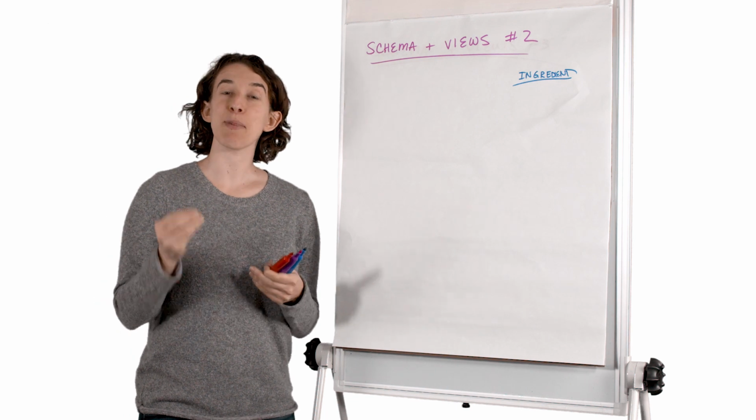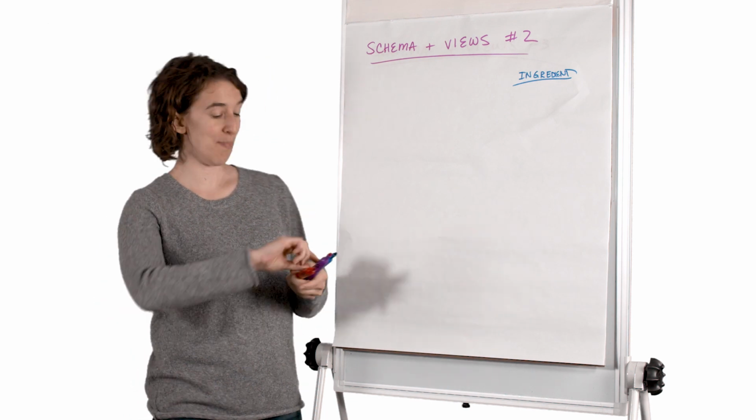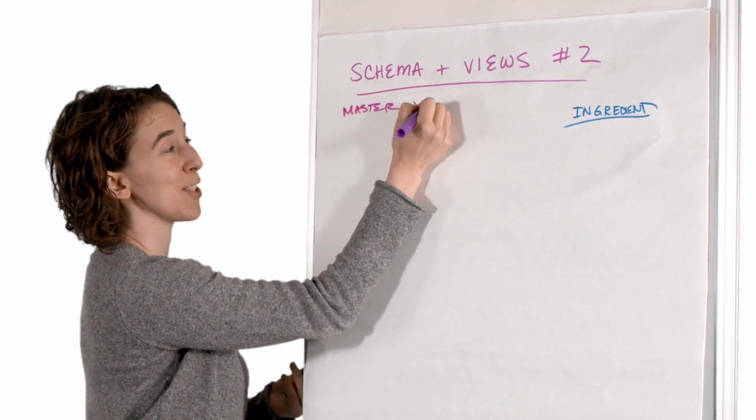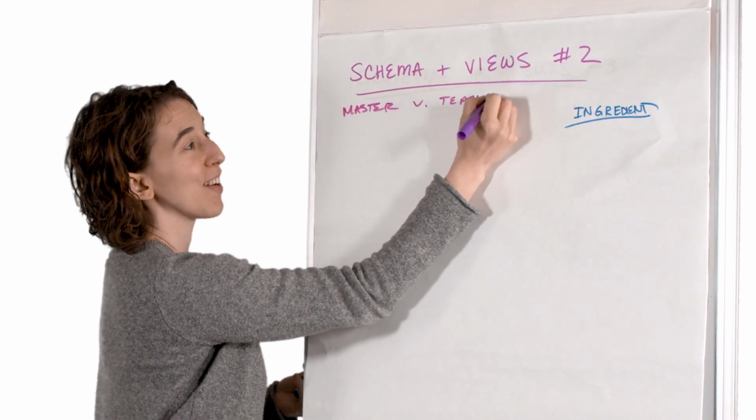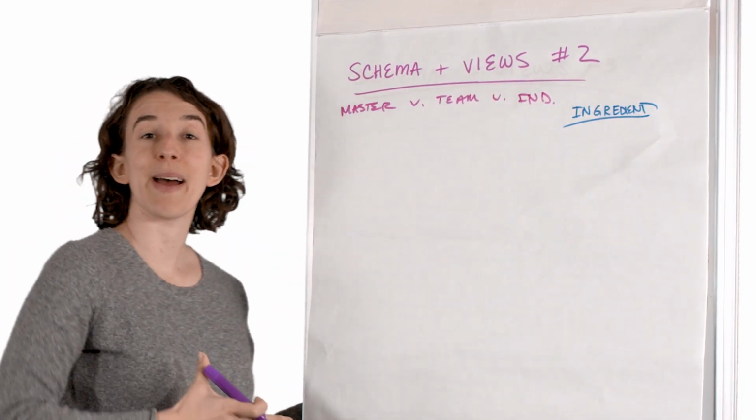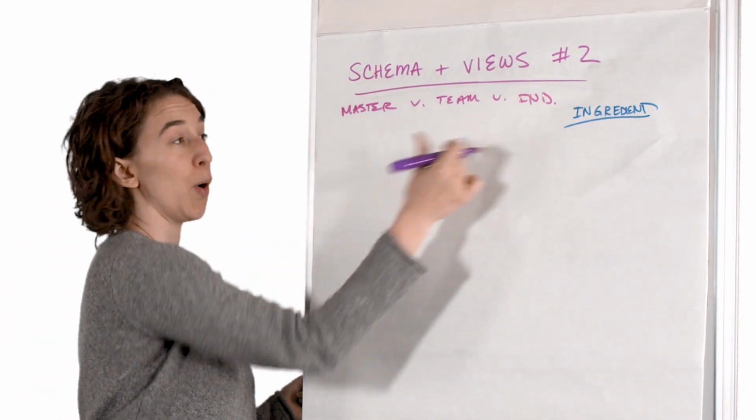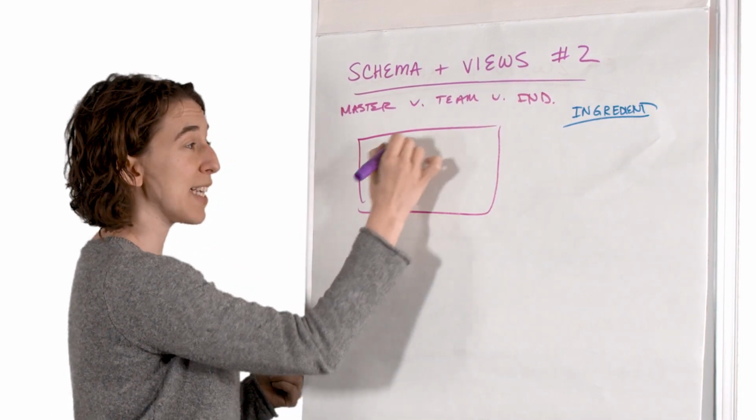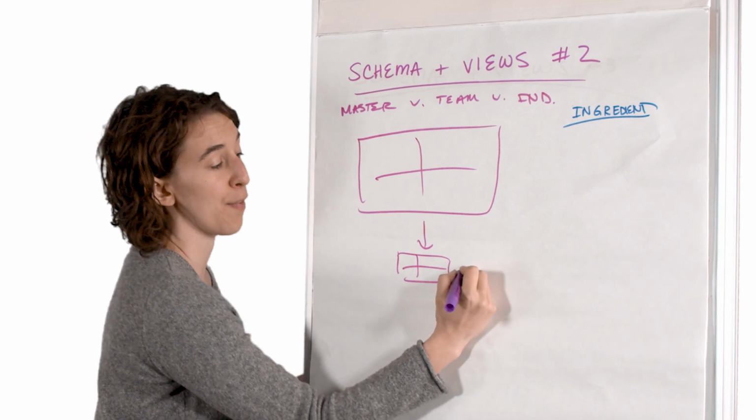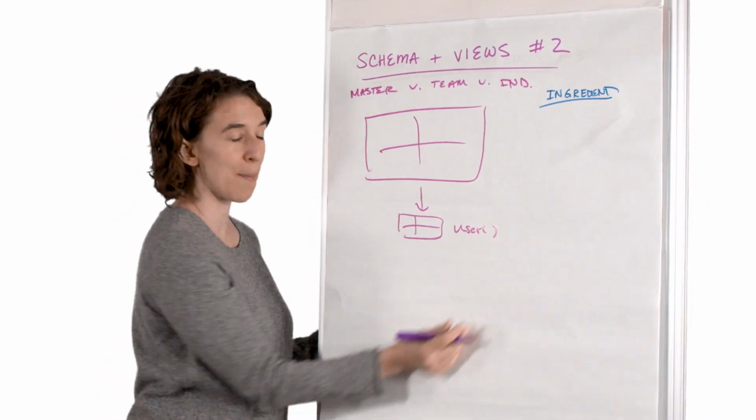The second schema view combination that we see all the time is the master versus team versus individual. So this builds on top of what we chatted about in the last session, that master individual, where you've got that one big giant table and then that view for the individual person filtered by the user formula.